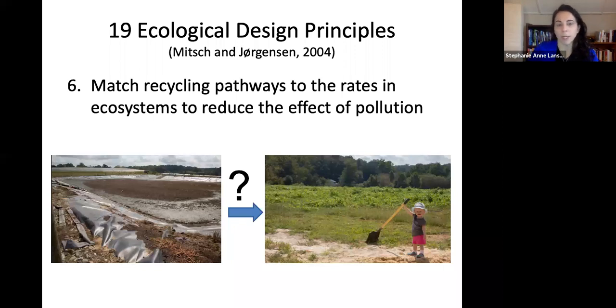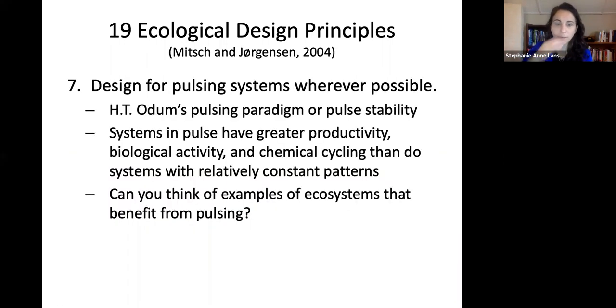We also want to match recycling pathways to the rates of ecosystems to reduce pollution. So for example, if we have manure from agriculture, from dairy manure, we want to put it onto the fields for growing plants, but we want to make sure that when we grow our crops, we put it on at the right rate, so that the nitrogen and phosphorus that we're applying are at the same rate as the nitrogen and phosphorus needed for that plant growth, depending on what plant we're growing.